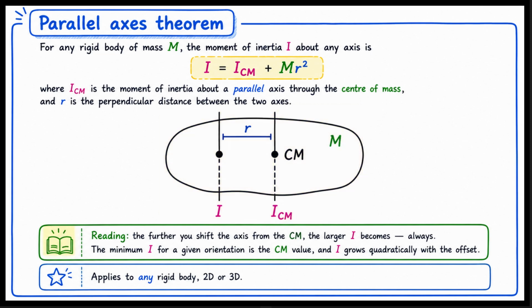The reading is straightforward. The further you shift the axis from the center of mass, the larger I becomes, always. The minimum I for a given orientation is the center of mass value, and I grows quadratically with the offset. The theorem applies to any rigid body, two-dimensional or three-dimensional.